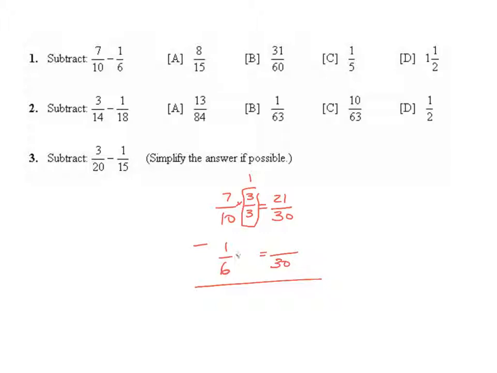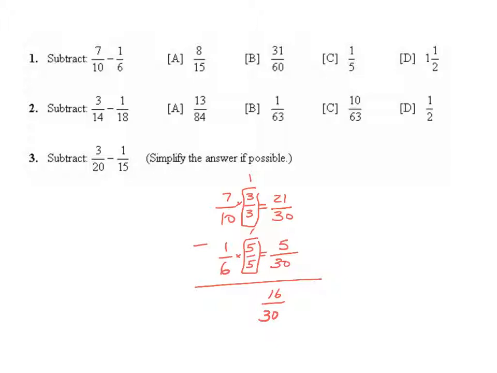The 1/6, I'm going to multiply the 6 by 5 and the 1 by 5. Again, I'm multiplying by 1 whole. 1 times 5 is 5, so it gives me an equivalent fraction of 5/30. I'm subtracting these, so 21/30 minus 5/30 is 16/30.